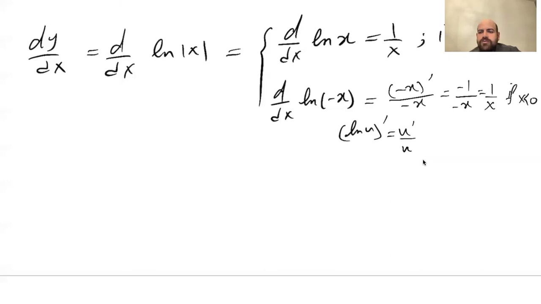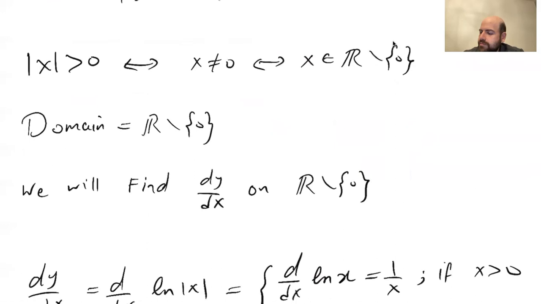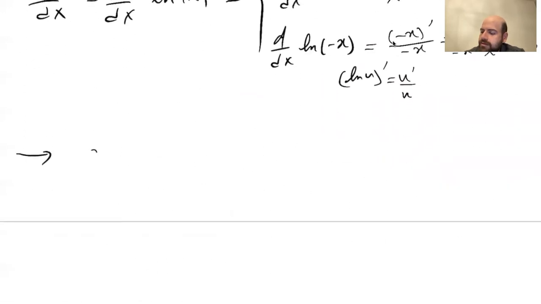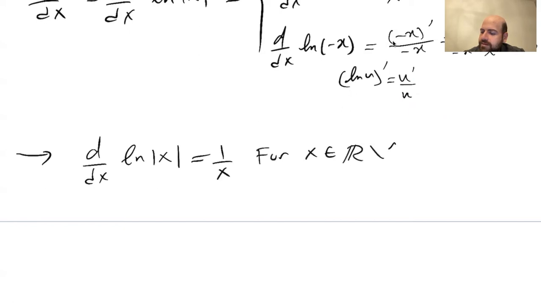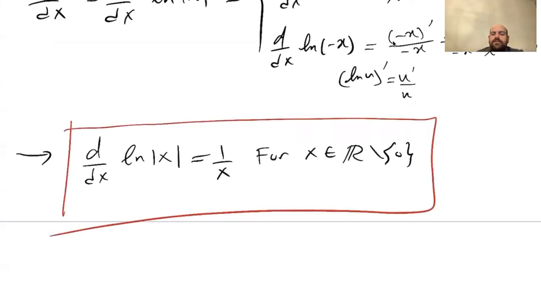Well, that's very interesting. The output is 1 over x in both cases, whether x is positive or x is negative. In any case, the output is 1 over x. So what can I conclude? I can conclude that the derivative of ln of the absolute value of x is equal to 1 over x for x in R minus 0. This is a very important result.